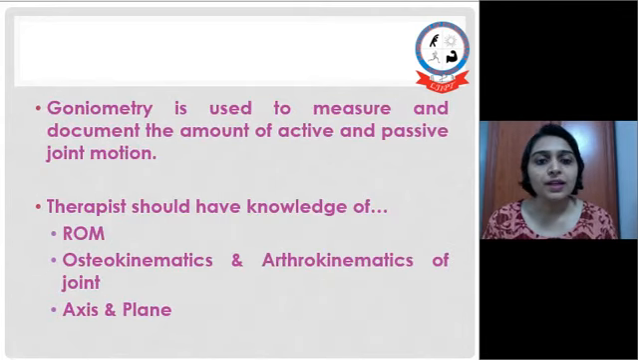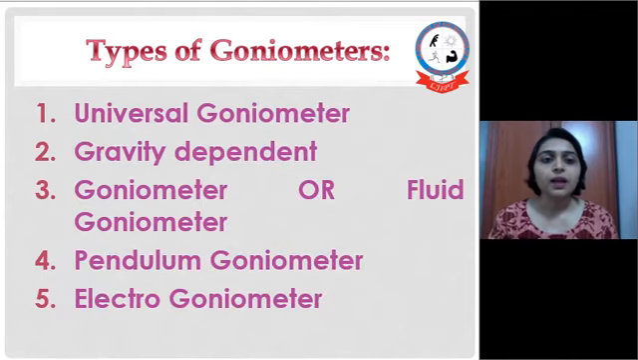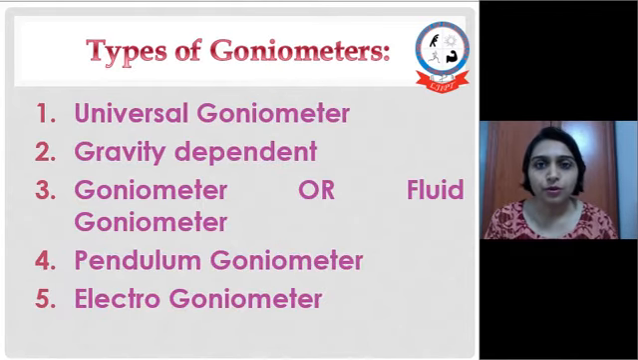Goniometry is used to measure and document the amount of active and passive range of motion. For goniometry procedure, therapists should have knowledge of ROM, that is the range of motion of any joint which we are measuring, then osteokinematics and arthrokinematics of that joint, and axis and plane of movement about that joint. So types of goniometers are universal goniometer, gravity dependent goniometer, fluid goniometer, pendulum goniometer and electrogoniometer.